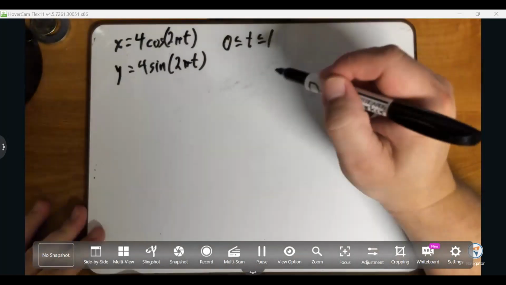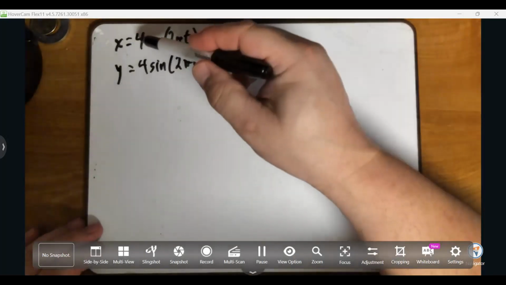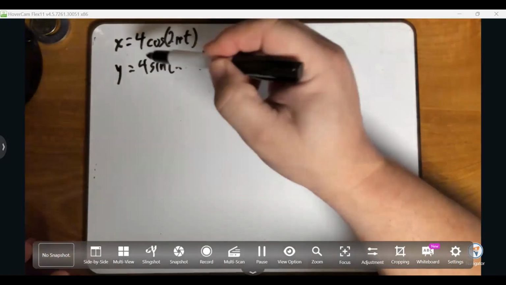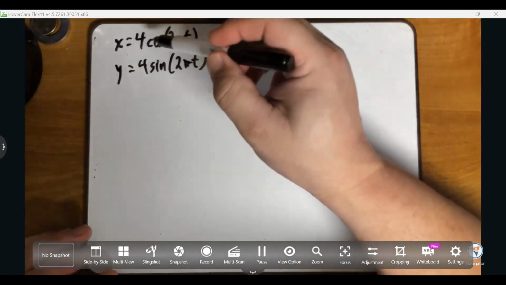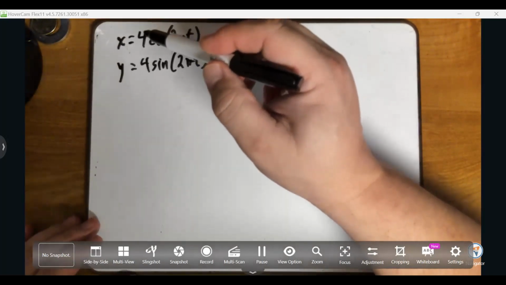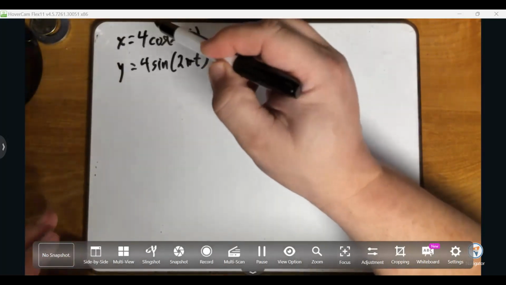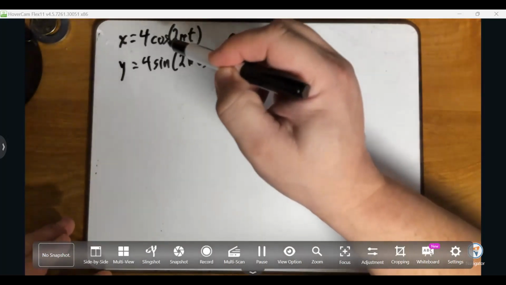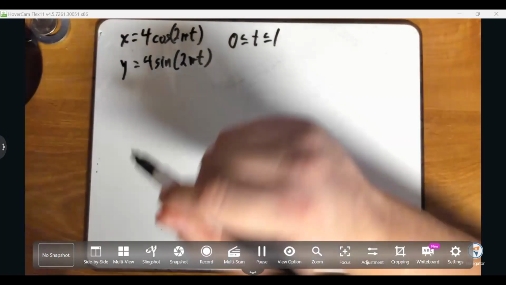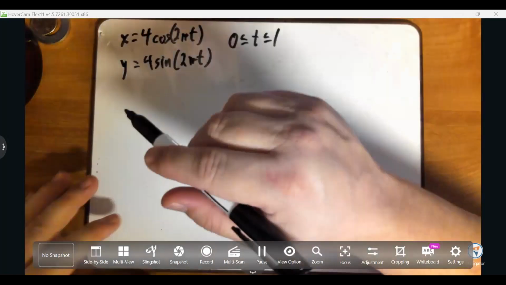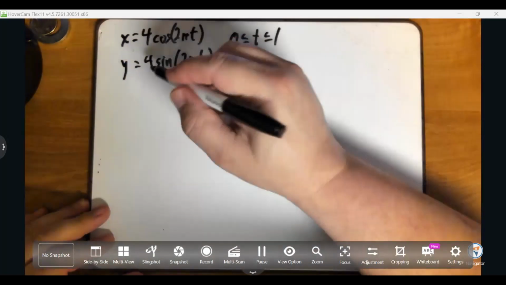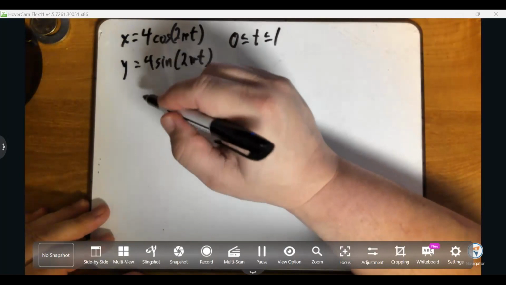Okay, and so if I were to try and solve for t, I'm going to have t equals inverse cosine of x over 4, divided by 2 pi, and then try and plug that back in for t. So I've got a sine of an inverse, and that's not helpful. So let's look at another way.